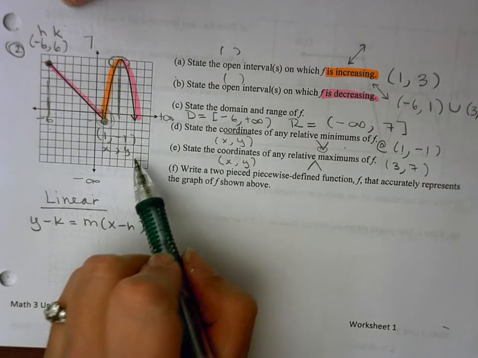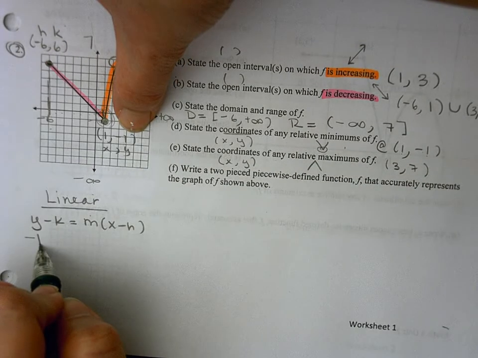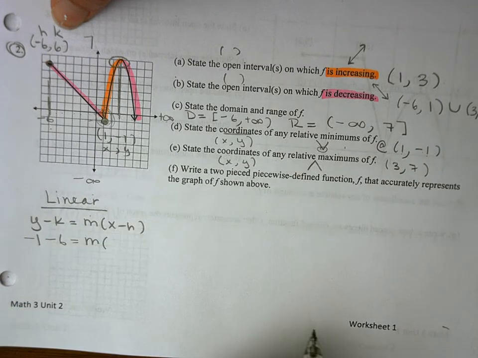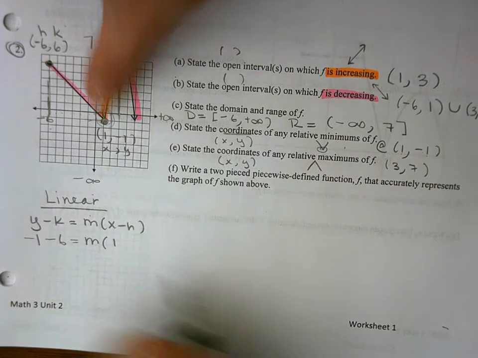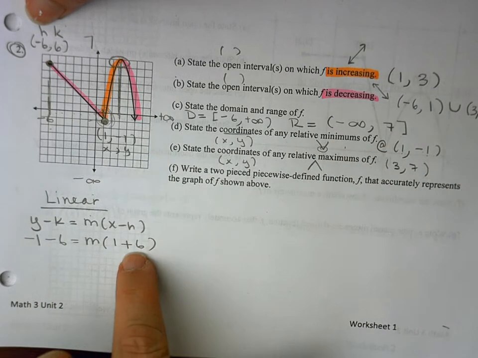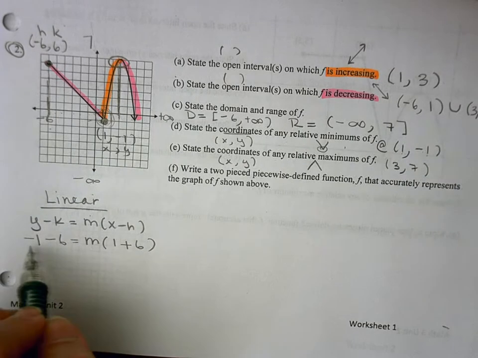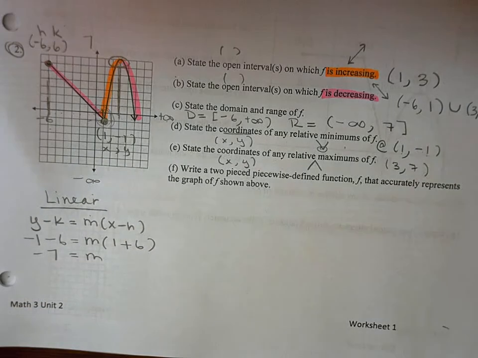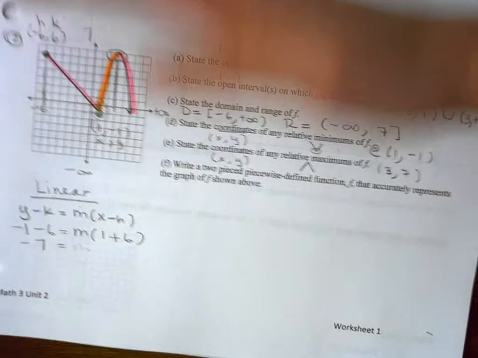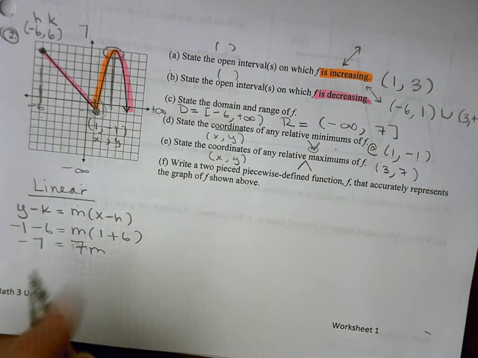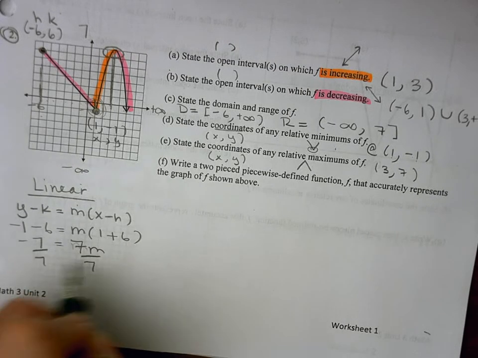So I'm looking here, my y value is -1, my k is 6, I don't know m, my x value is +1, and my h is -6. But then that double negative turns positive. And then I just want to solve, so that's -7. And then 6 plus 1 is 7, but I don't want to write it as m7. So that would be 7m. And then to solve for m, I would divide by 7.